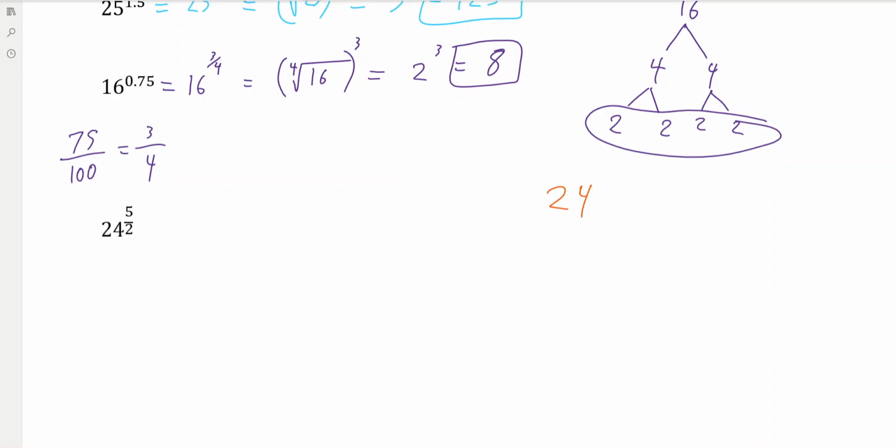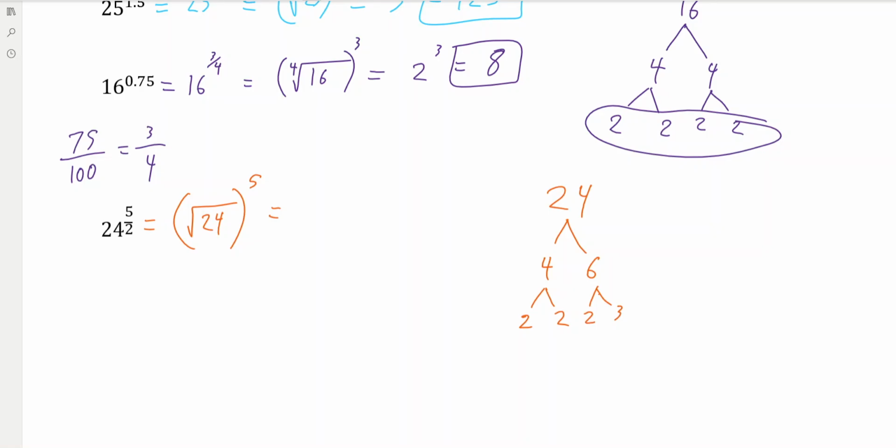So first of all, actually, how should we write it? We should write it with the square root of 24, since it is a 2 denominator, and then to the power of 5. But we don't know the square root of 24, so what we have to do is we have to break 24 up into its components. So 4 and 6, 2, 2, 2, and 3.